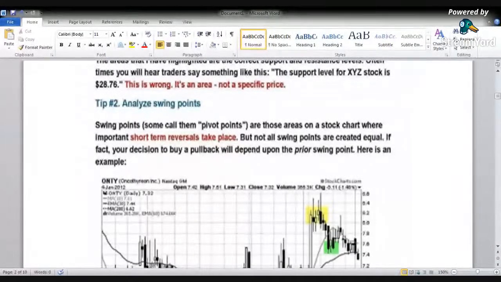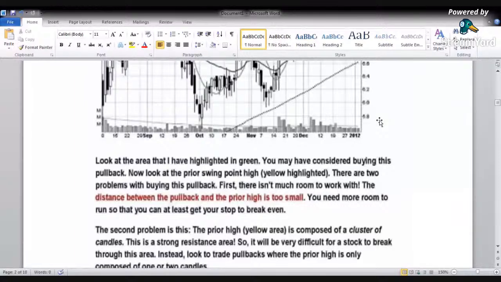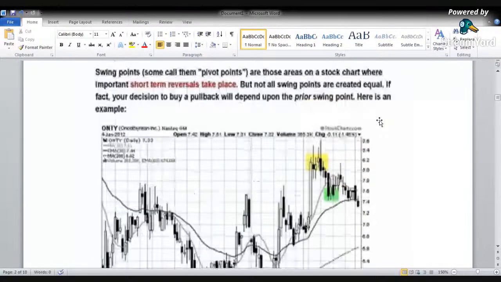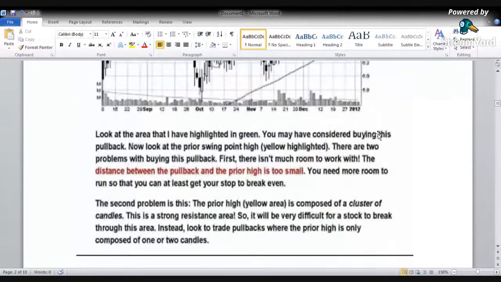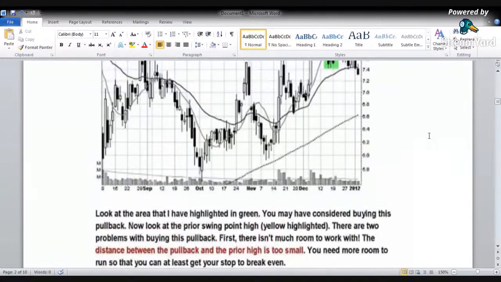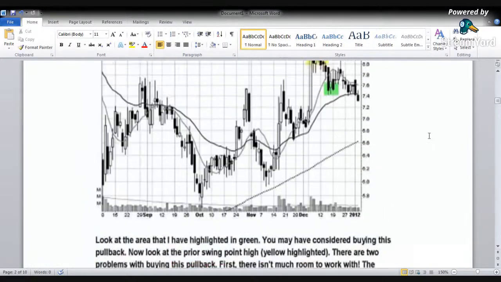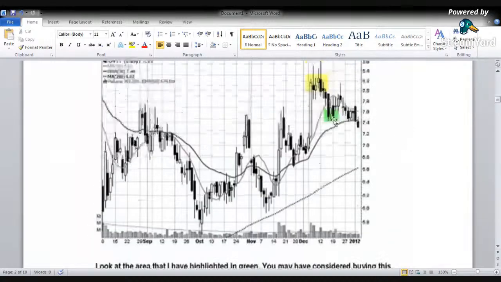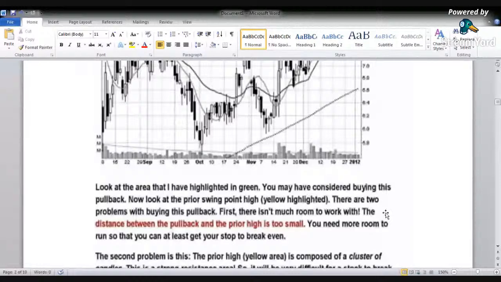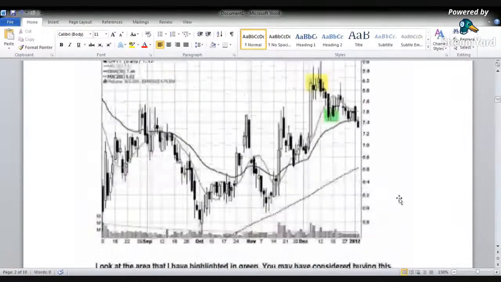Now we will proceed to the third price action. So we'll continue the step number 2. Look at the area that I have highlighted in green. This is the green area. You may consider buying this pullback. Now look at the prior swing point. This is the swing point, the yellow colored.